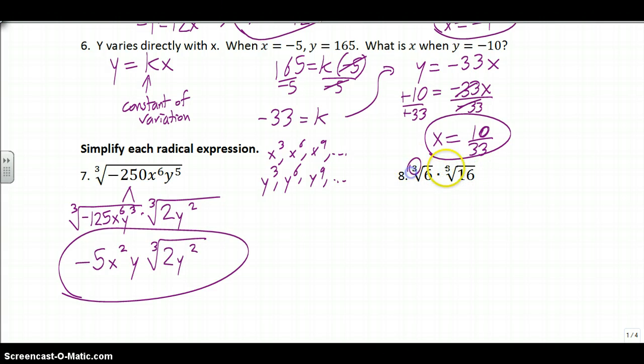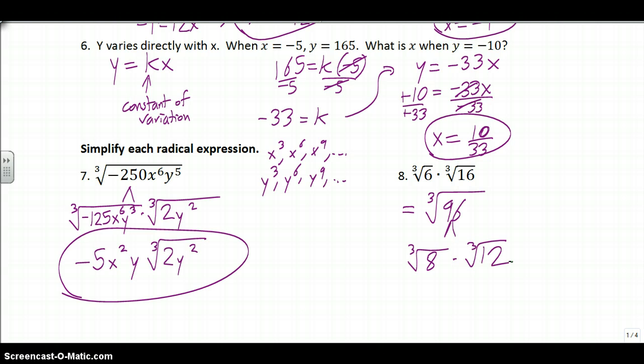Since they have the same index, you can multiply the radicands, the numbers under the radicals. So this will equal the cubed root of 96. And then you look for the largest perfect cube that goes into 96. And I believe that is 8. And it goes in 12 times.